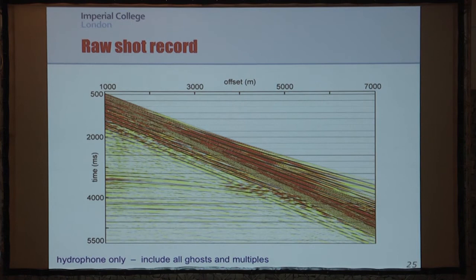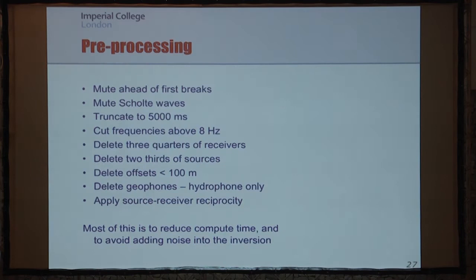So that's the field data again. What I'm going to do with that field data is pre-process it, and my pre-processing is very unlike the sort of pre-processing that you would apply to conventional reflection data. So what I'm going to do is mute right ahead of the first breaks, so I'm going to take out any noise before the data has arrived.